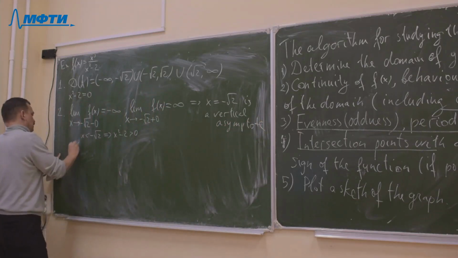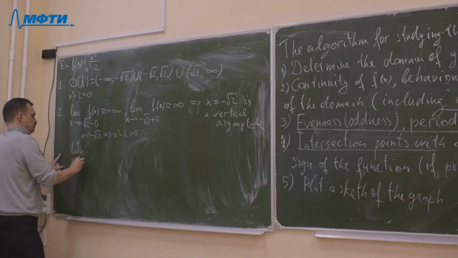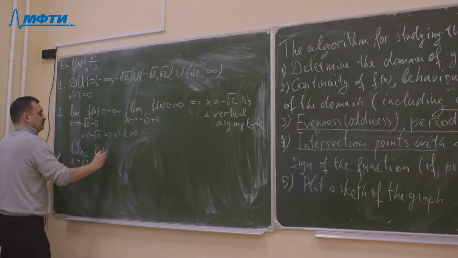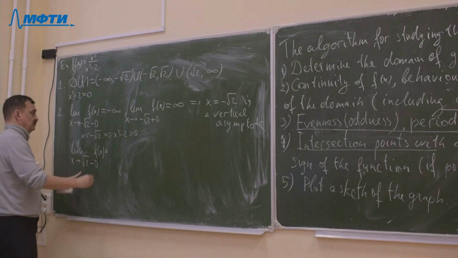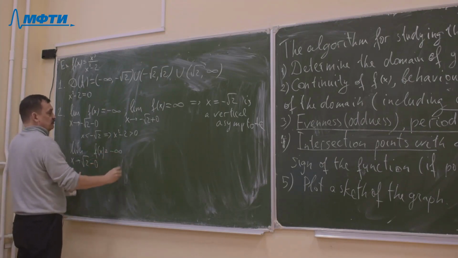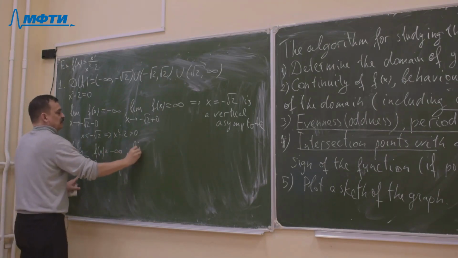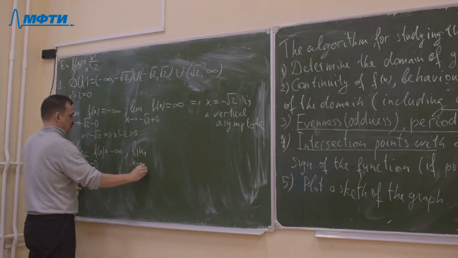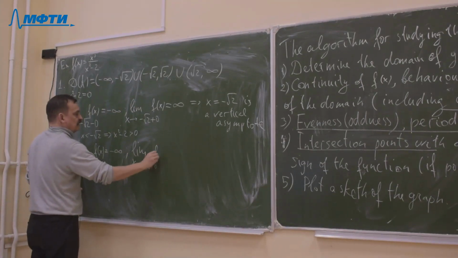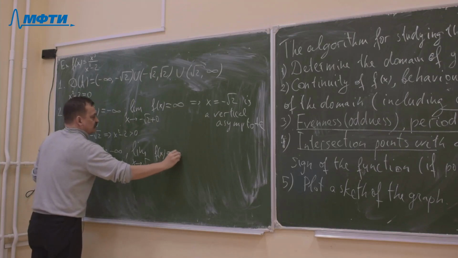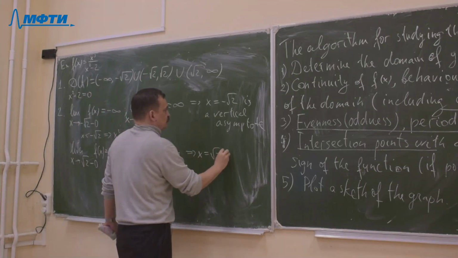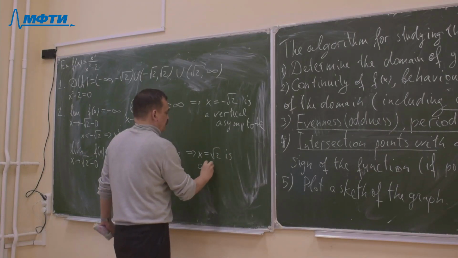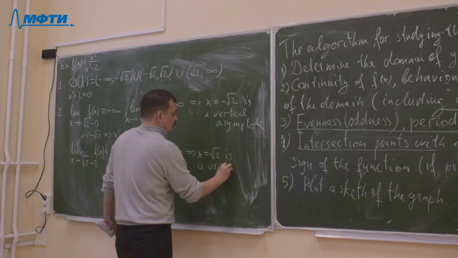Analogously, the limit as x tends to square root of 2 minus 0 of f of x: here x squared minus 2 is negative, so it's minus infinity. The limit as x tends to square root of 2 plus 0 of f of x is plus infinity. Hence, x equals square root of 2 is a vertical asymptote as well.